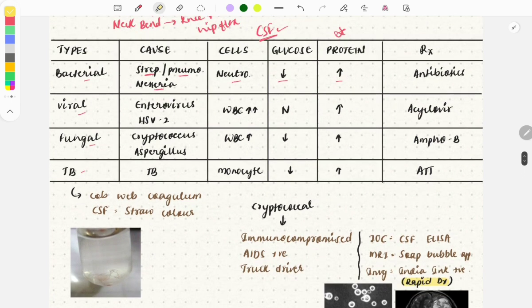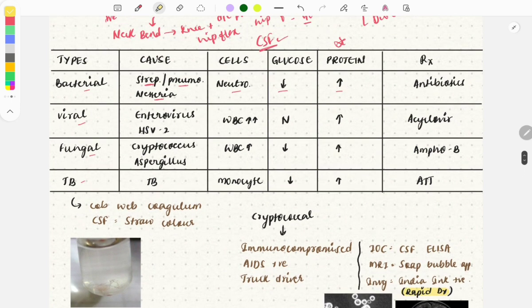Then the CSF findings: the predominant cells are neutrophils, glucose is reduced and protein is increased, and treatment is antibiotics. Then the viral, the most common cause is enterovirus, and second is HSV2. The CSF findings in viral are that the predominant cells are lymphocytes, glucose is normal and the protein is elevated, and the treatment is acyclovir.